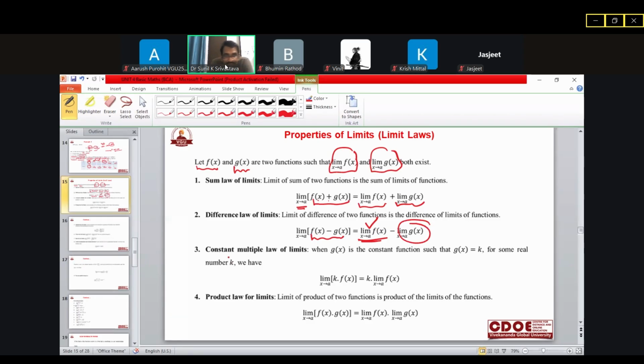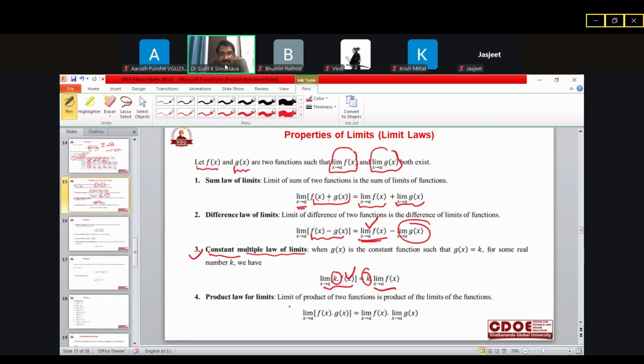Okay. Now we have some other properties. Constant multiple law of limits. When we have a function and we multiply it by a constant and then take the limit, the constant is taken outside of the limit. So k times the limit of the function as x tends to a.